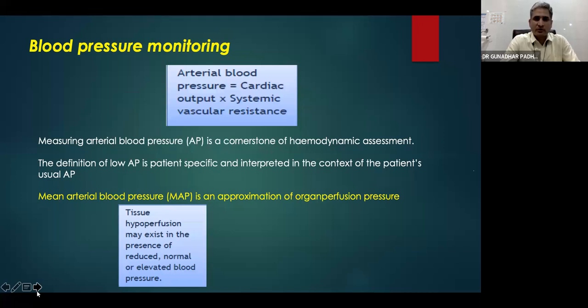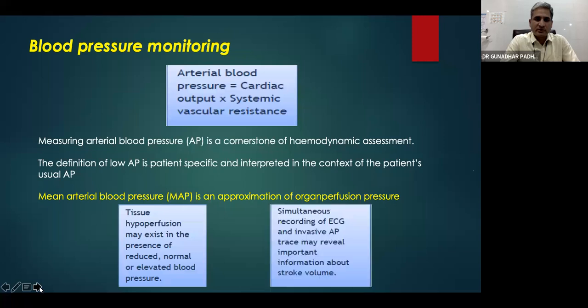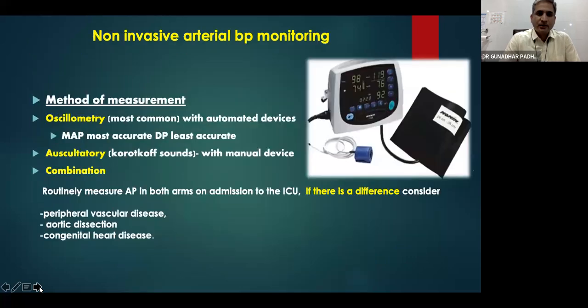This is one of the important take-home messages. Also, normal blood pressure doesn't mean that your patient is not in shock. So these are the two important things that one has to correlate clinically along with other parameters. Many times we see that the patient is in a compensatory state with normal blood pressure, but actually his lactates are elevated. He is in shock. That is why simultaneous recording of ECG and invasive blood pressure may reveal important information about the stroke volume.